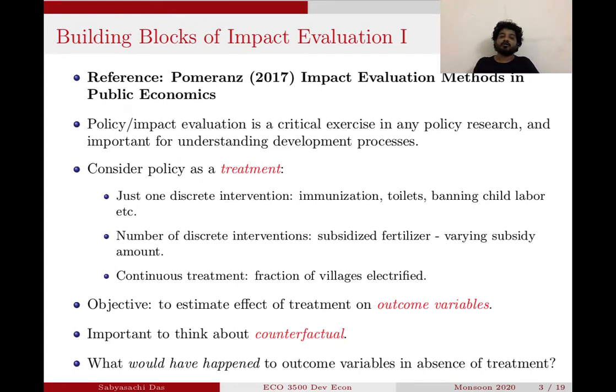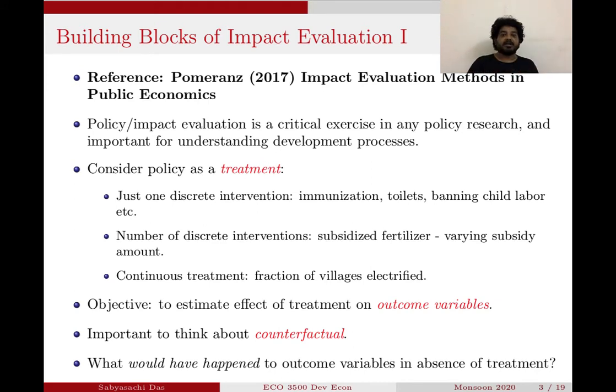Now, in order to estimate the effect of the treatment on the outcome variable, one concept you really have to keep in mind is the idea of a counterfactual. Whenever you want to estimate an effect of an intervention on an outcome, what you're asking is how much the outcome variable has changed because of this intervention in the form of this treatment. That's the question you're effectively asking.